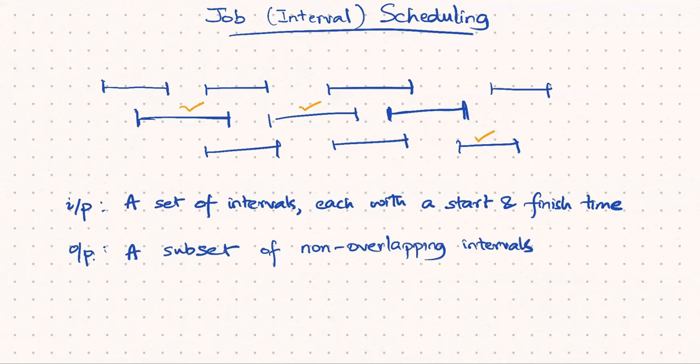Okay. So is any subset fine, or any non-overlapping subset fine? Well, in this problem, we'll try and maximize the number of requests that we satisfy. Okay, so we want to pick the highest number of jobs that can be scheduled without a conflict. Okay. So the output here is a subset of non-overlapping intervals of maximum size.